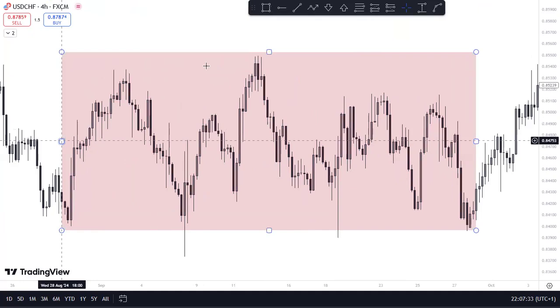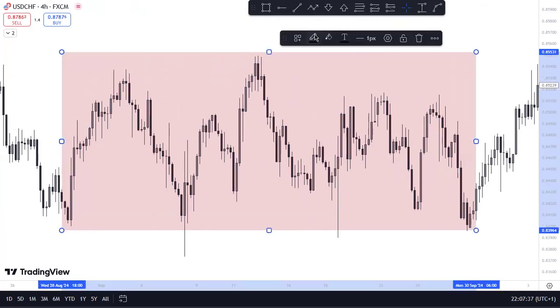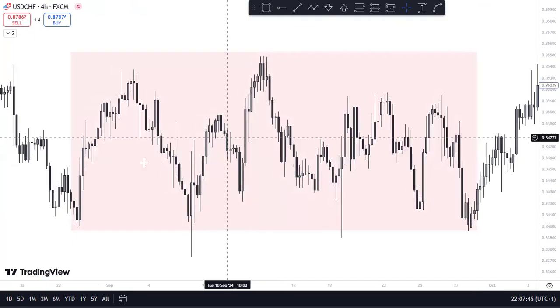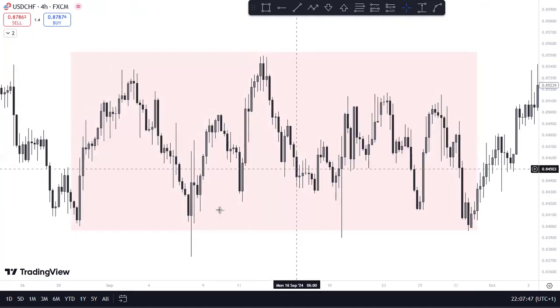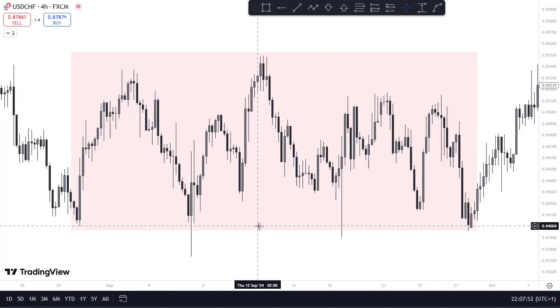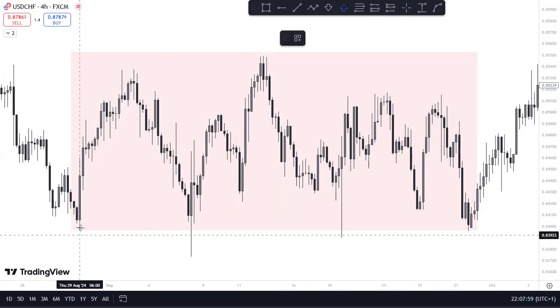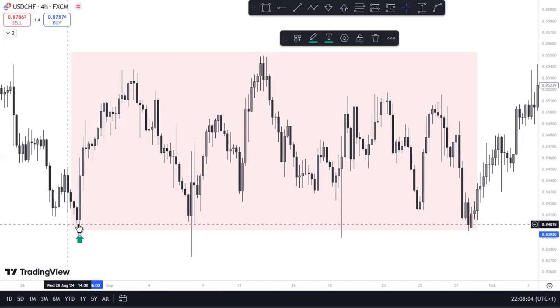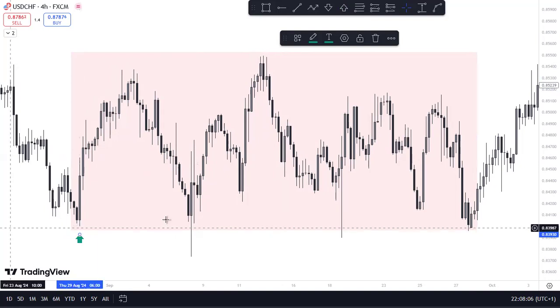Let me edit this box so that I can see it properly. It's important here, but that's not the point of why I'm talking about the anatomy. I'm talking about anatomy because it's showing reaction, it's showing rejection. Price broke out of this range low, the range low that caused the whole thing, but it reacted off that. This is a strong support zone, a strong support area.